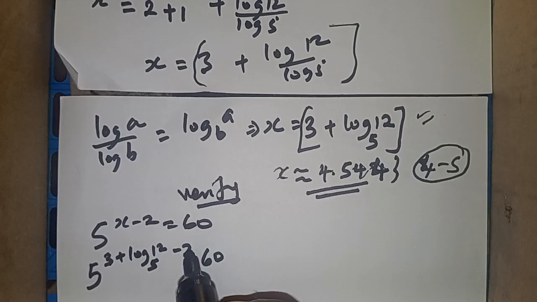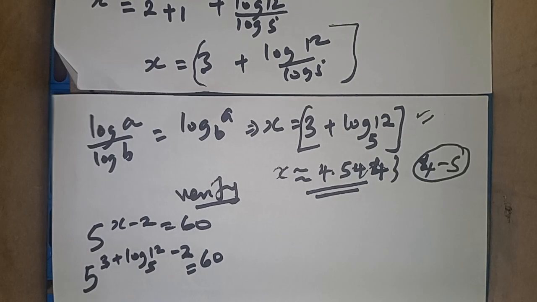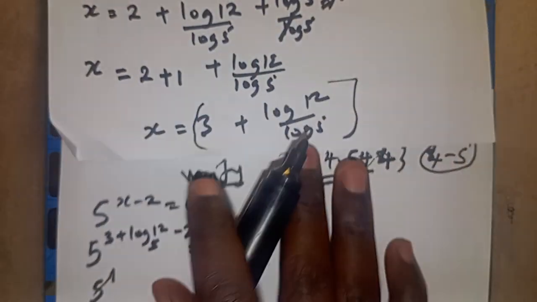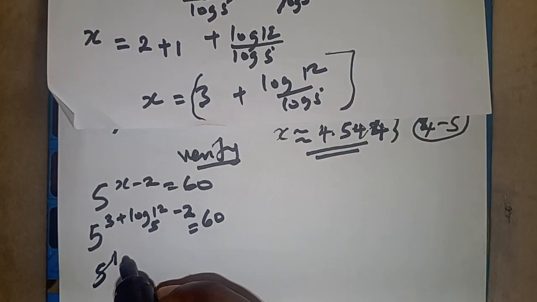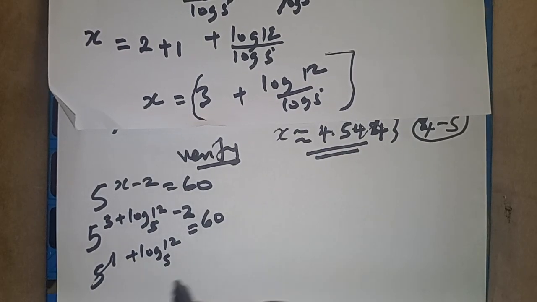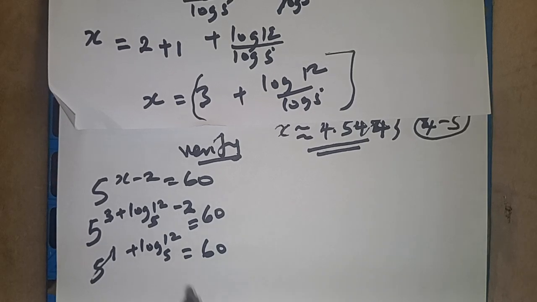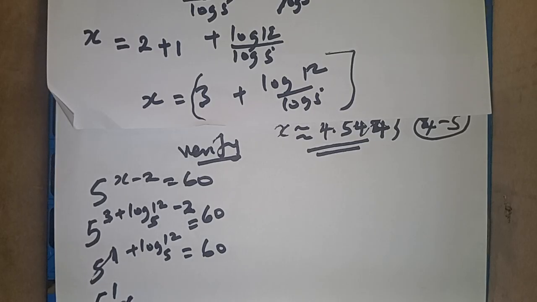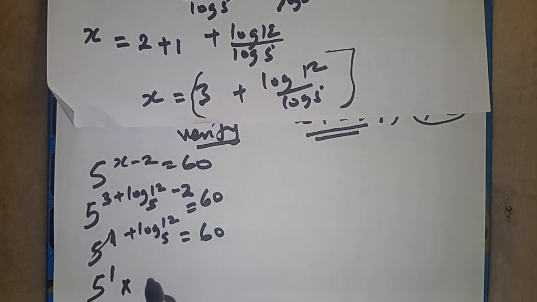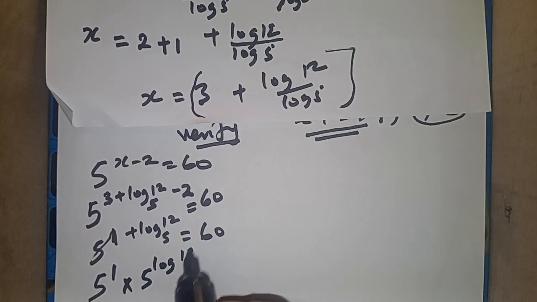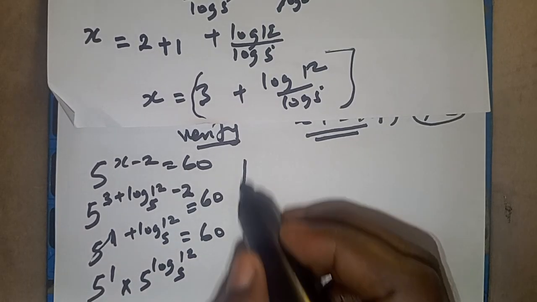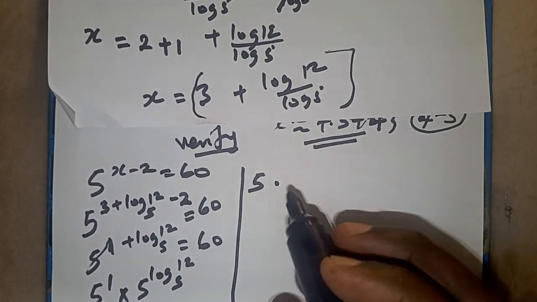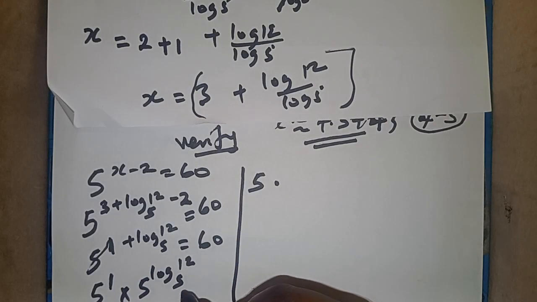This 3 and this 2 end up with 5 to the power 1, plus the log 12 base 5, which should give us 60. Since the powers are added, this can be separated as 5 to the power 1 multiplied by 5 to the log of 12 base 5. 5 to the power 1 is 5, multiplied by 5 to the log 12 base 5.